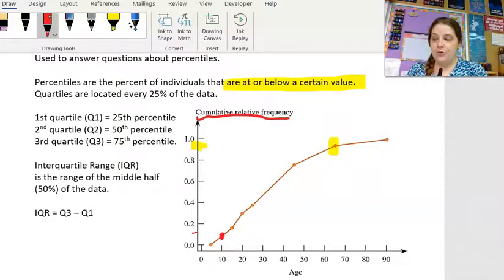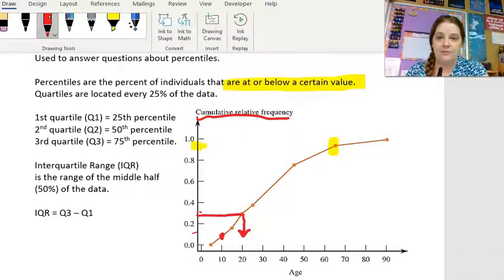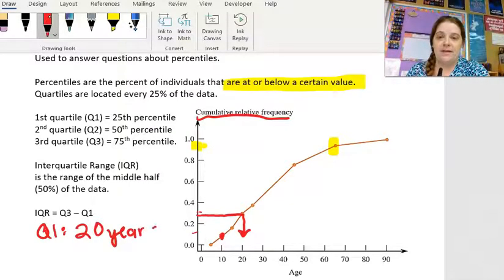Okay, so to look at the quartiles, if I look for 25%, here's 30, so 25% is about right there. And I look down. Okay, so quartile 1, the 25th percentile, is about age 20. So what this is saying is, of the people we surveyed, about 25% of the people were age 20 or younger. Okay, 25% of the people were 20 or younger in this case.